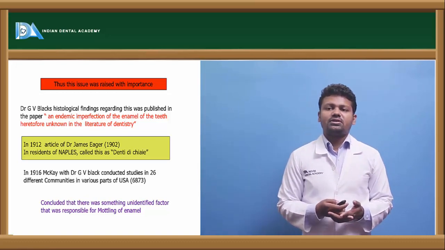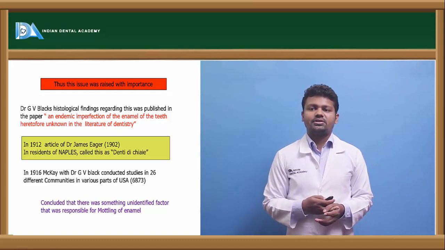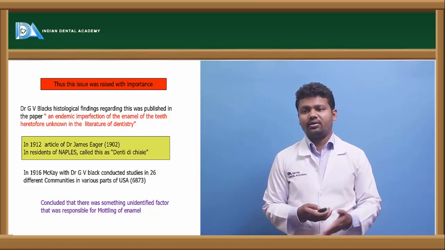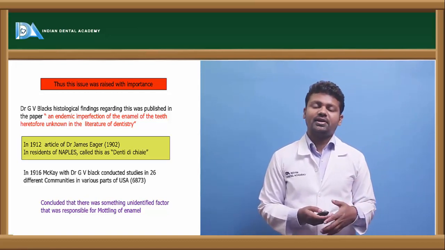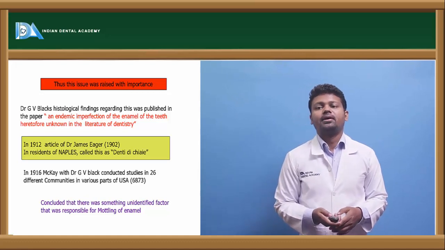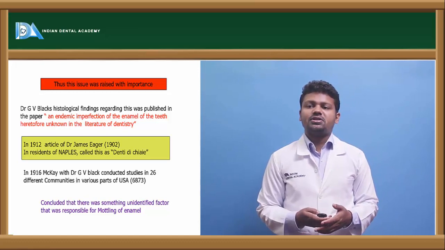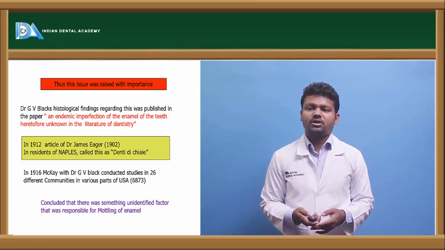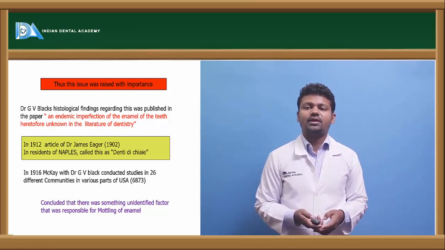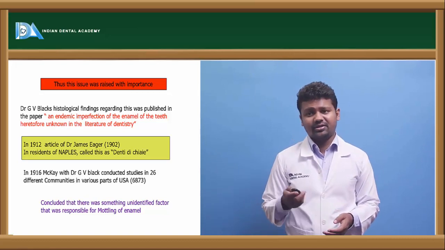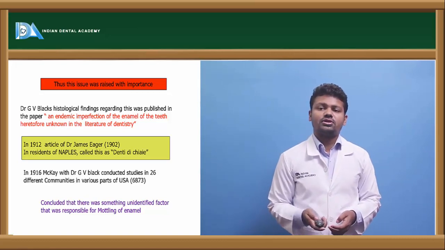In 1912, in an article on the residents of Naples, James Figure elaborated and named it a dentice. Frederick McKay and G.V. Black conducted studies in 26 different communities in various parts of the USA and concluded that there was some unidentified factor responsible for causing this mottled enamel.